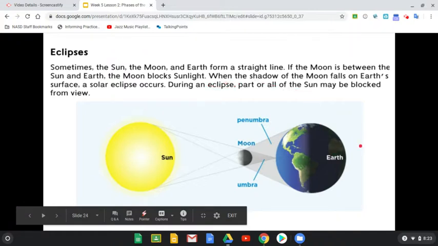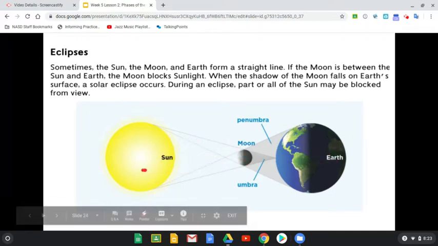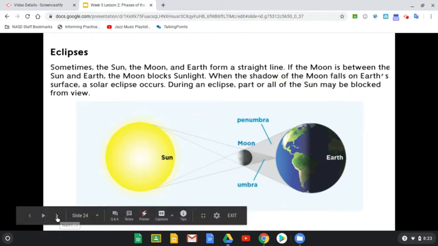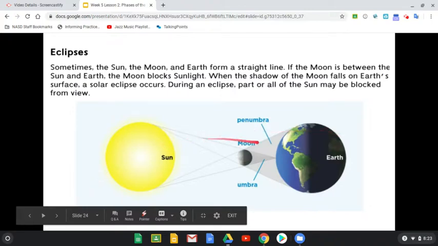And so here you have a diagram of the moon. The sun, the moon, and the earth are forming a straight line. And we're going to talk about a solar eclipse. This is showing you a solar eclipse.